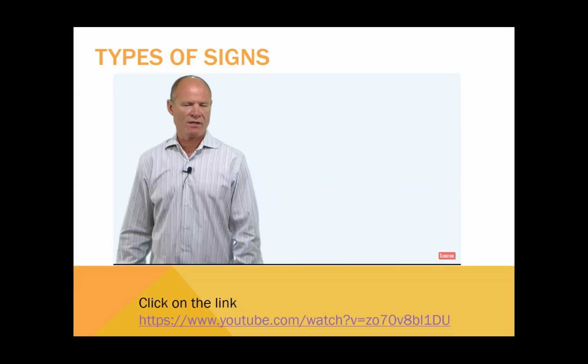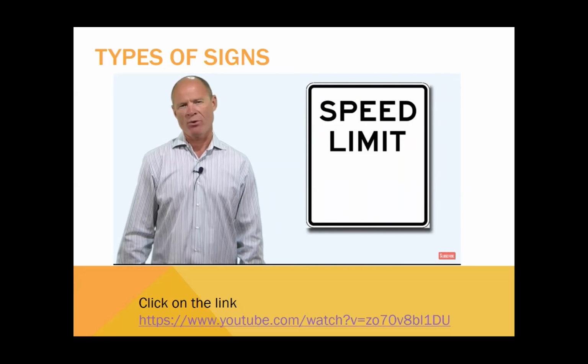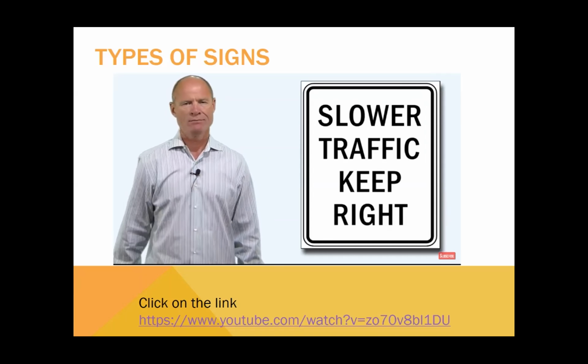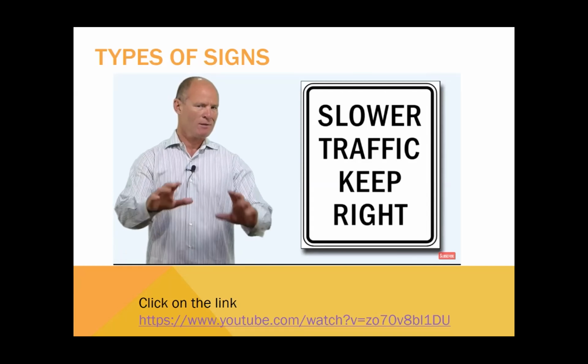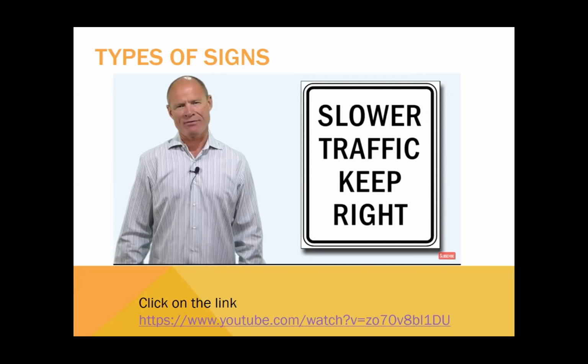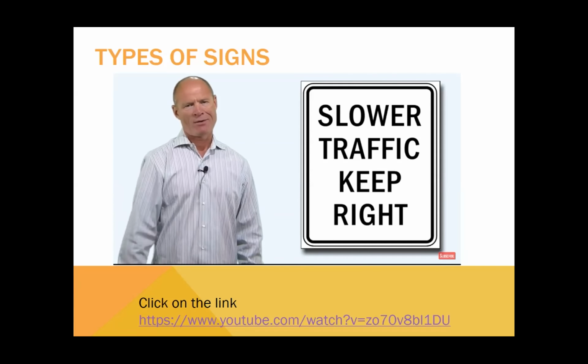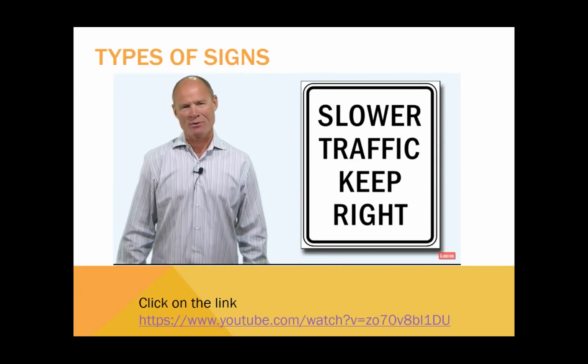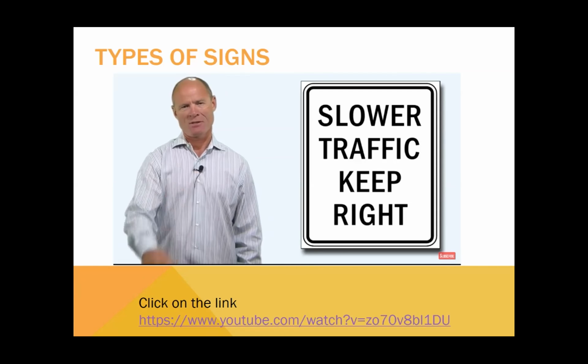The next regulatory sign is rectangular in shape with a black border and a white background. Mostly speed signs, but also slower traffic move to the right. For those of you traveling less than the traffic flow and are traveling in the hammer lane, it indicates to you, yes you, that you should move over to the right lane, which is considered the slow lane, so other people can pass.